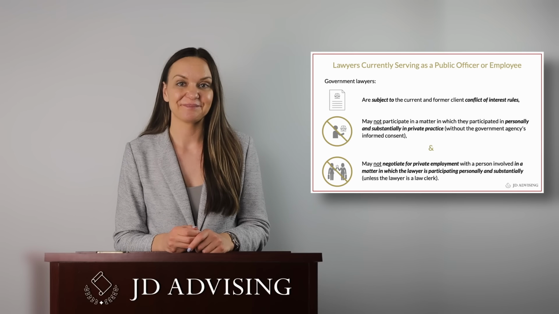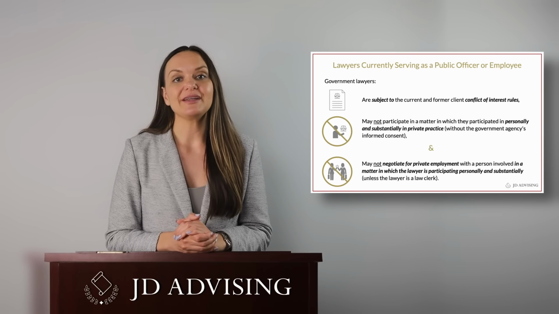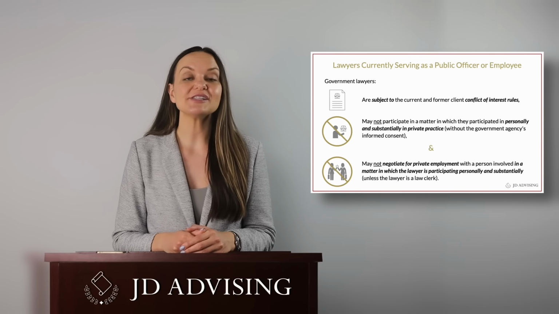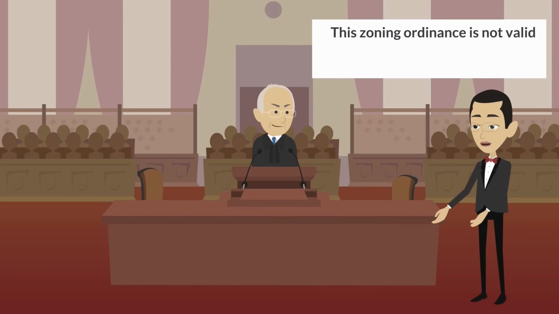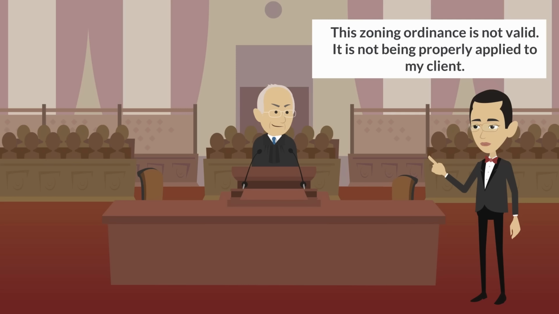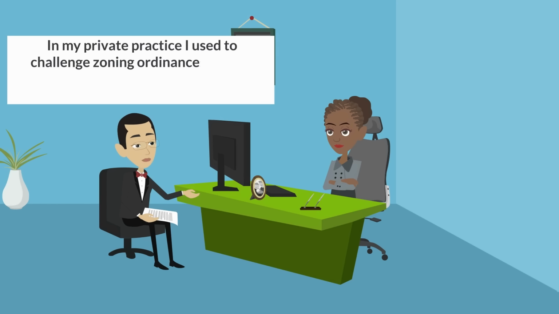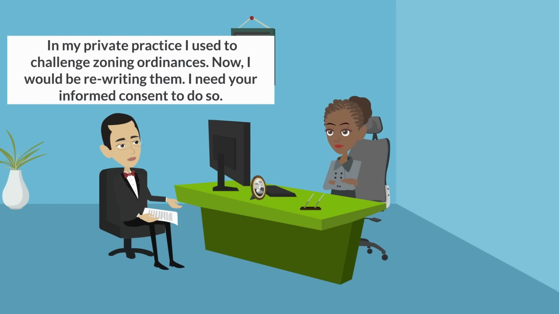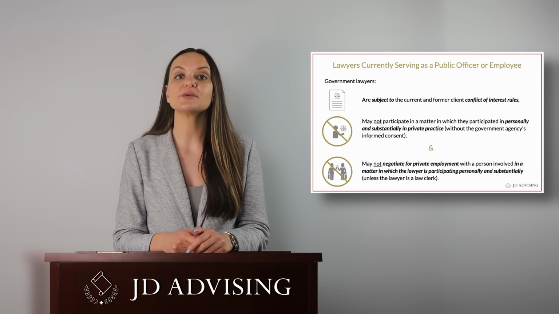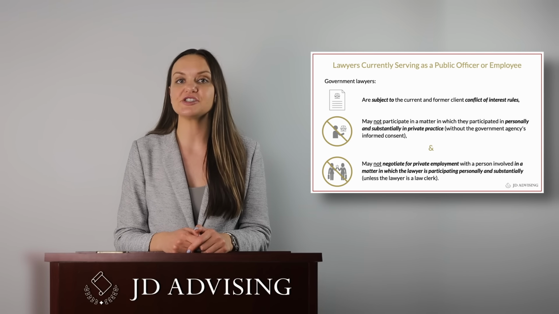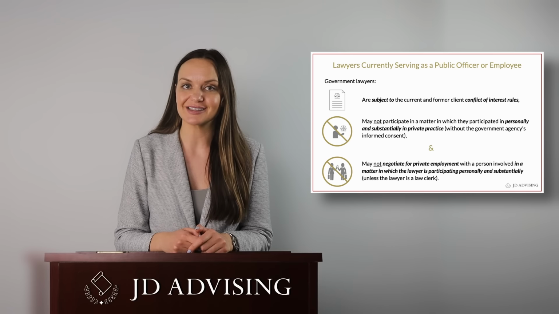So turning to the example on this point in the outline, a lawyer did zoning ordinance work in private practice for a company where he challenged the zoning ordinances. The lawyer then leaves private practice to work in the public sector for the government, where he rewrites zoning ordinances that he used to challenge. While working for the government, the lawyer would need informed consent in writing from the governmental agency where he was working due to the nature of his previous work in the private sector.